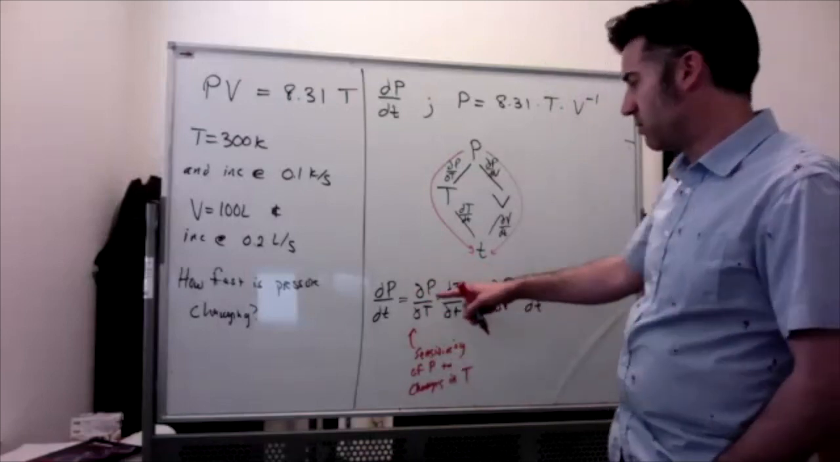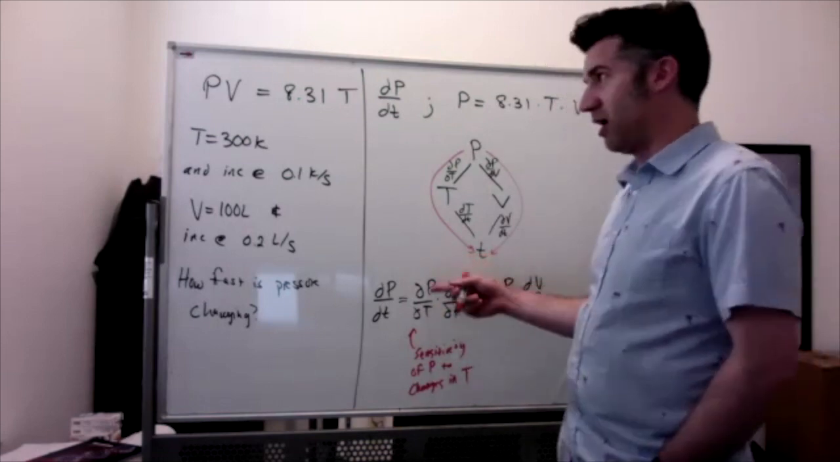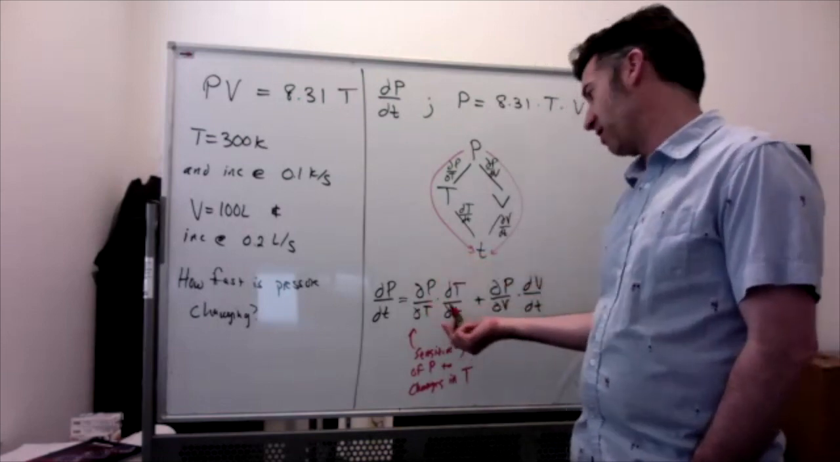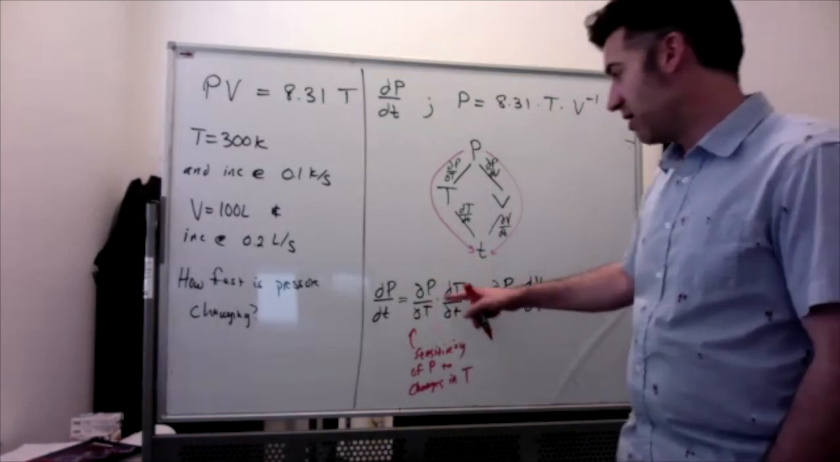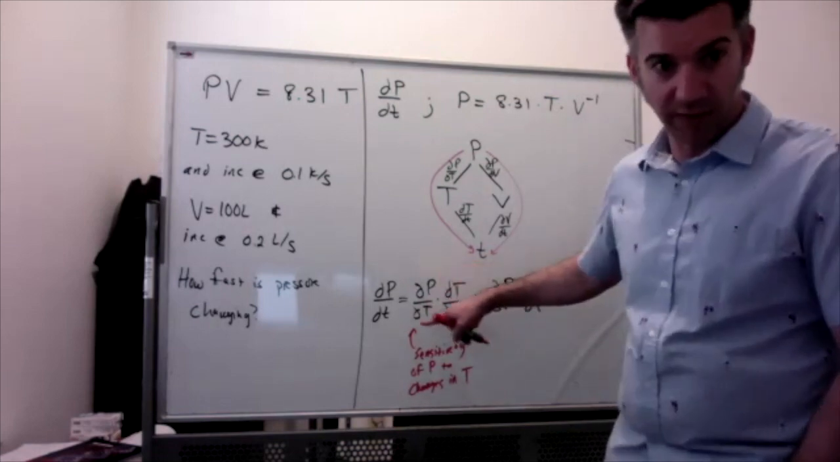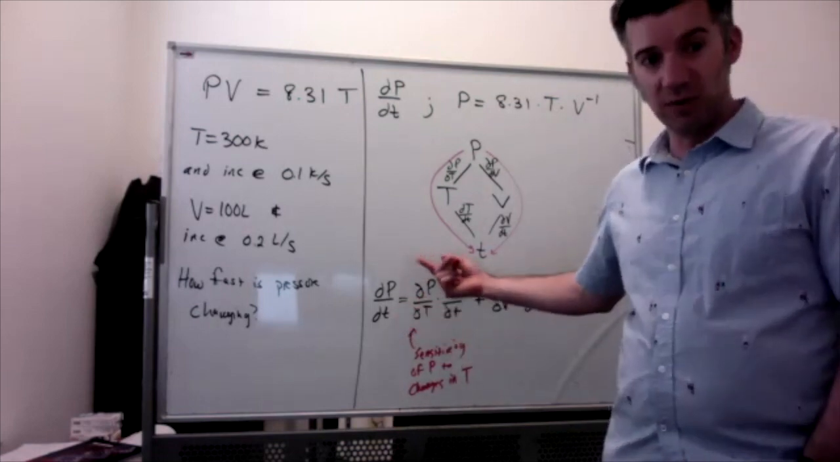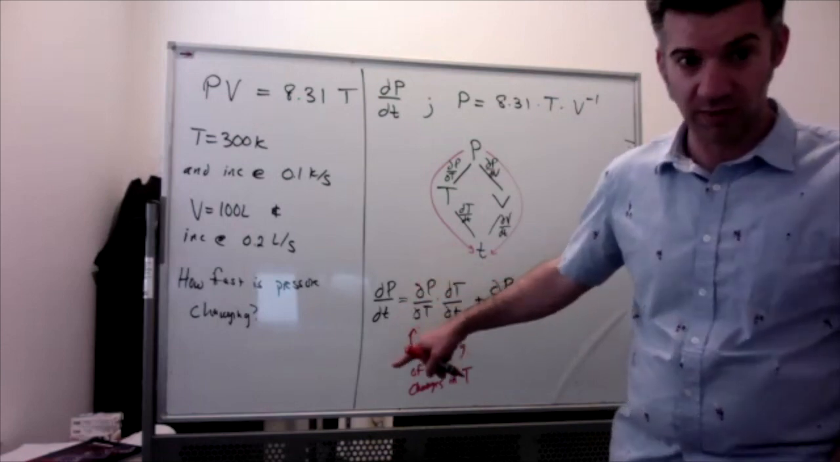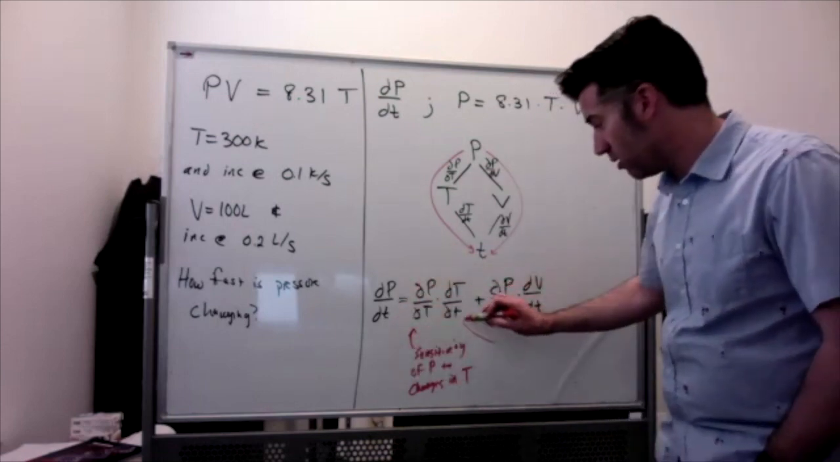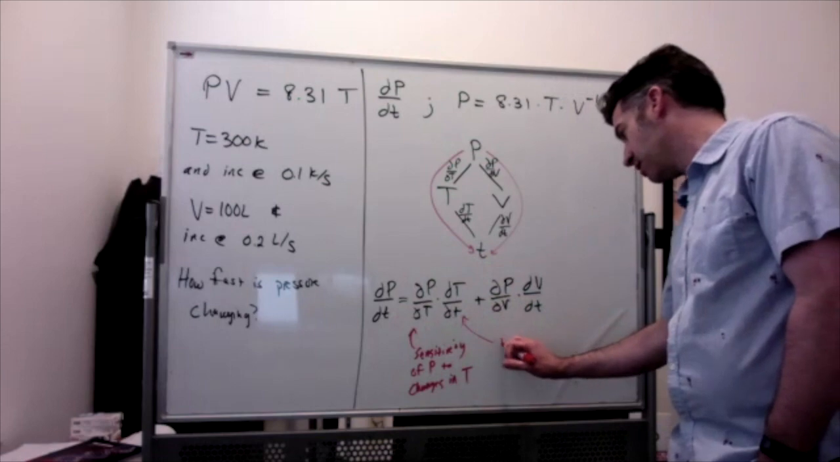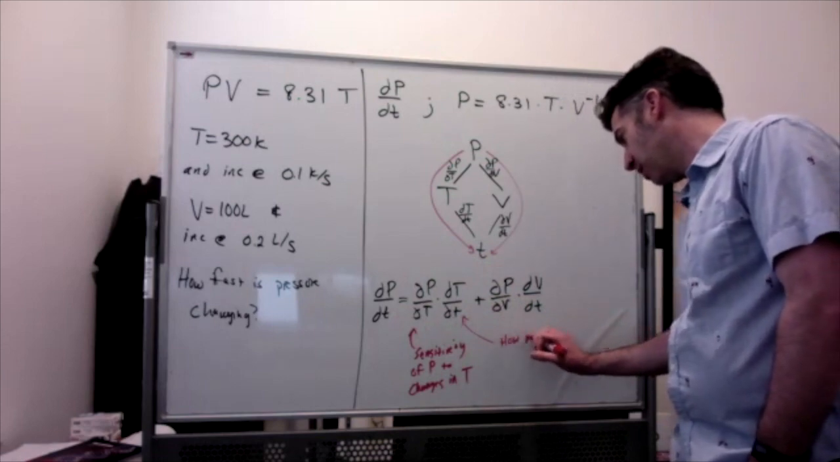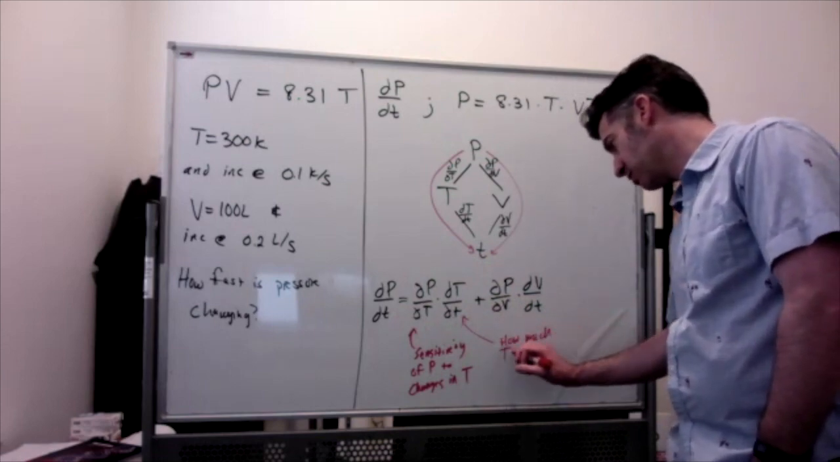And again, this is in pascals per kelvin. It's the units of pressure divided by the units of temperature. And then this part here tells us how much the temperature is changing.